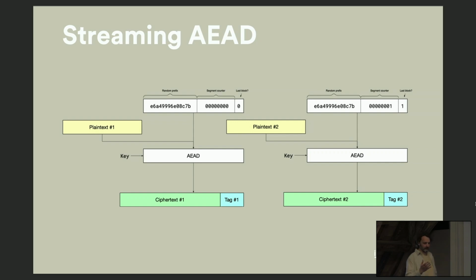So there's this design that was come up with by cryptographers, Phil Rogaway and his group, where you basically encode some stuff into the nonce, into the IV that you use for each of these chunks. So you have a segment counter which says which chunk you are, and then you have a stop bit at the end that says whether you're the last chunk or not. And there's a nice proof of correctness that solves these problems.